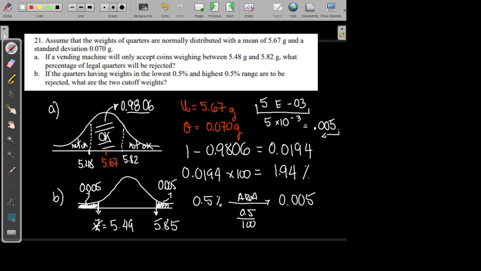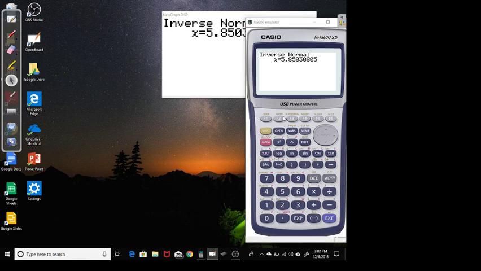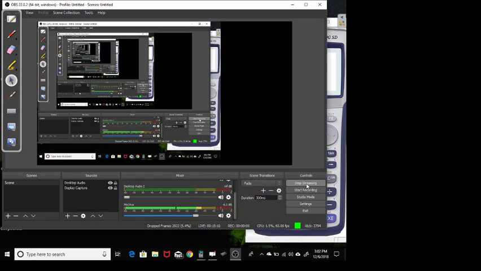5.85. These are not z values. Actually, they are grams because you're still working with grams. So these are the values. If the quarters having weight in the lowest 0.5% and the highest 0.5% range are to be rejected, what are the cutoff weights? So on this side, anything lower than 5.49 grams is going to be rejected. Anything more than 5.85 grams will be rejected. Okay. Questions? Let me stop the video so that we don't record things that we shouldn't record.